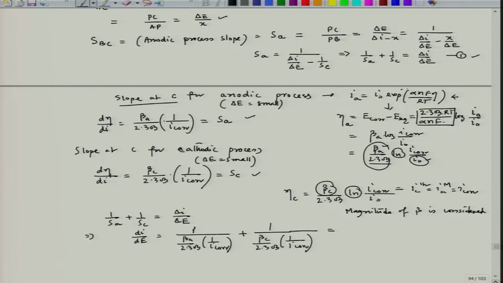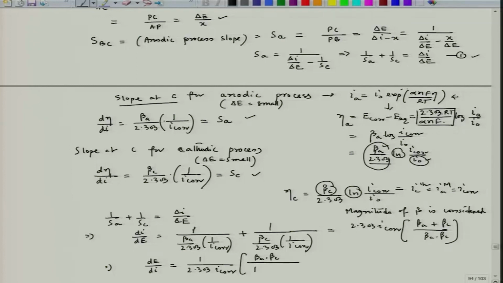So if we do simplification, then we get 2.303 Icorr (βA + βC)/(βA βC). So then ΔE/ΔI equals βA × βC × 1/Icorr divided by 2.303 (βA + βC), and here β is the Tafel slope.